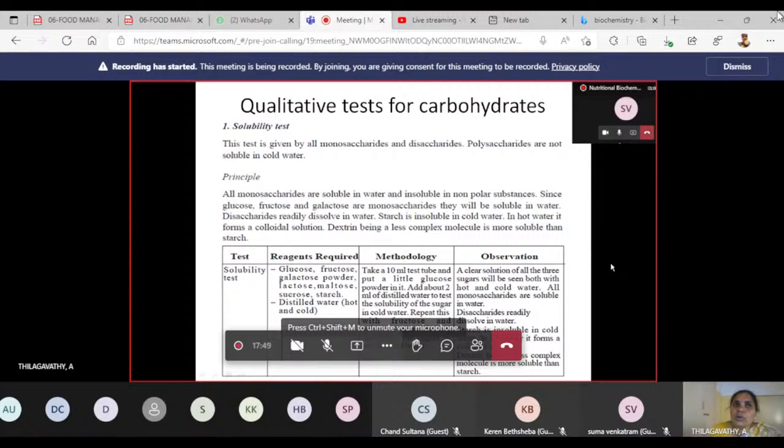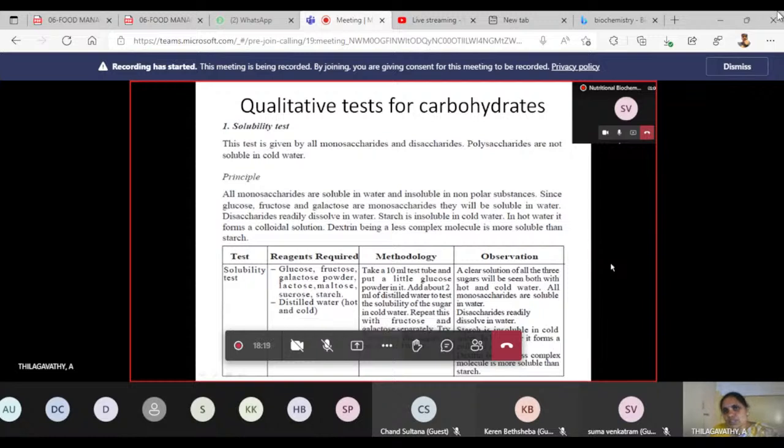So I told you all monosaccharides are soluble. They will not make any difference, and they'll even be sweet to taste, so you cannot identify them. You have to do certain tests and then identify whether the unknown given to you is a glucose or a fructose or galactose, or whether it's a maltose or a lactose, or whether it's a starch solution. You have to do certain tests and you have to identify.